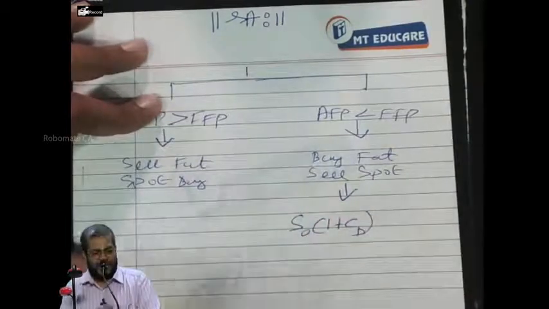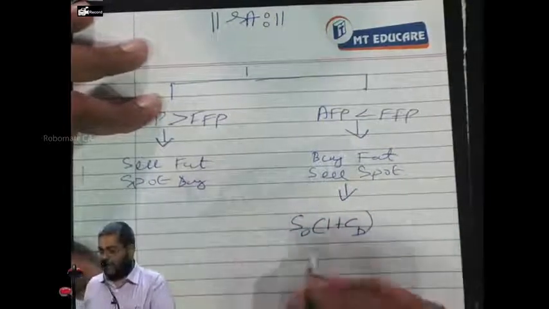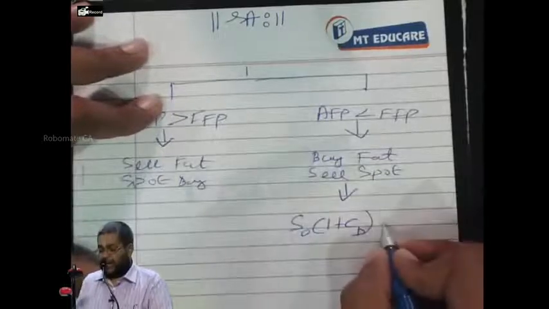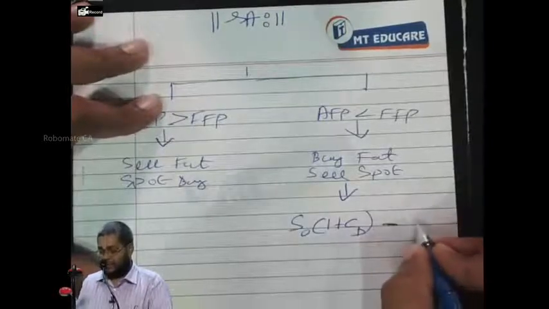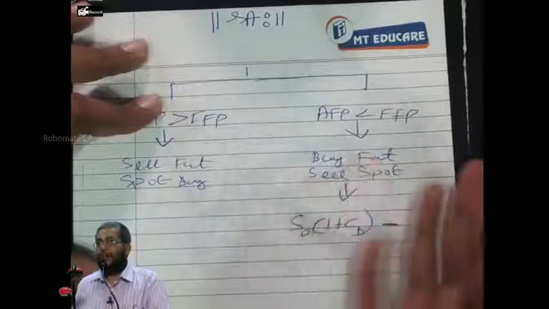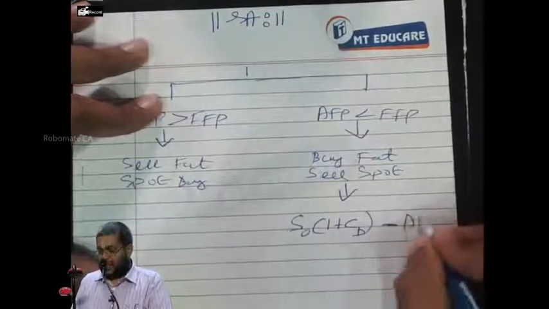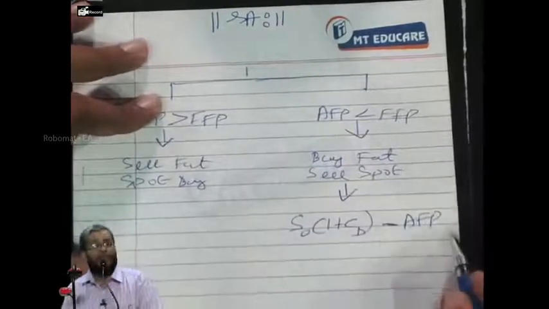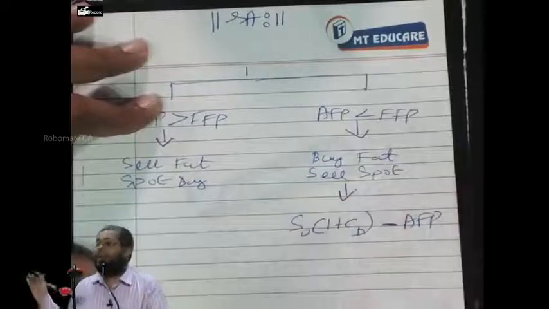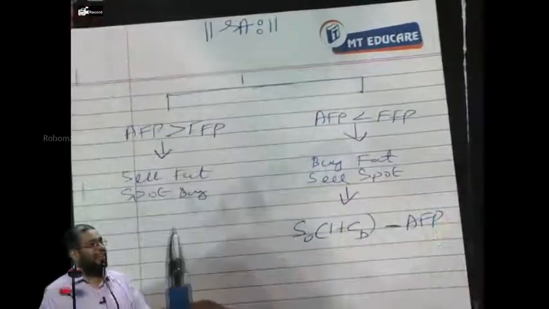Now this is my income. From this, I reduce the actual futures price, because I'm going to buy it using futures. This is the profit I'm going to make. That's what we did in all the sums here.